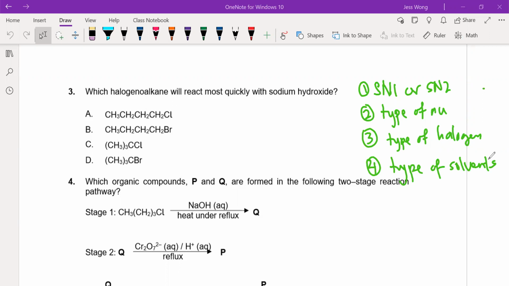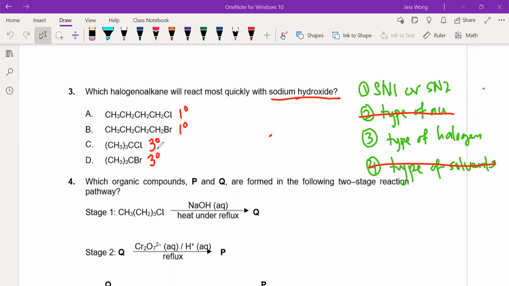If you look at this question here, the nucleophile is the same, so we don't have to consider the type of nucleophile. And they didn't mention the solvent, so we can remove the effect of the solvent. If we look at the options, we do see some primary, tertiary, and tertiary. So we have this SN1 or SN2. If you remember, SN1 reactions tend to happen faster than SN2.